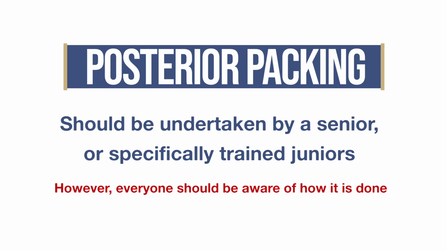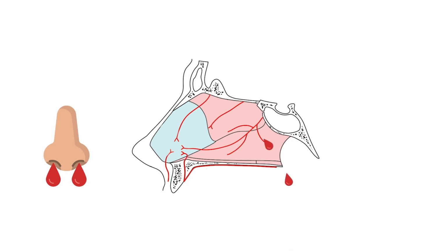Step 6. Posterior packing. Posterior packing should be undertaken by a senior registrar, but you should still be aware of how it's done and be able to get the equipment ready. By this stage, the patient will still be bleeding down their throat and have 2 nasal packs fully inflated with 10 ml of air each.